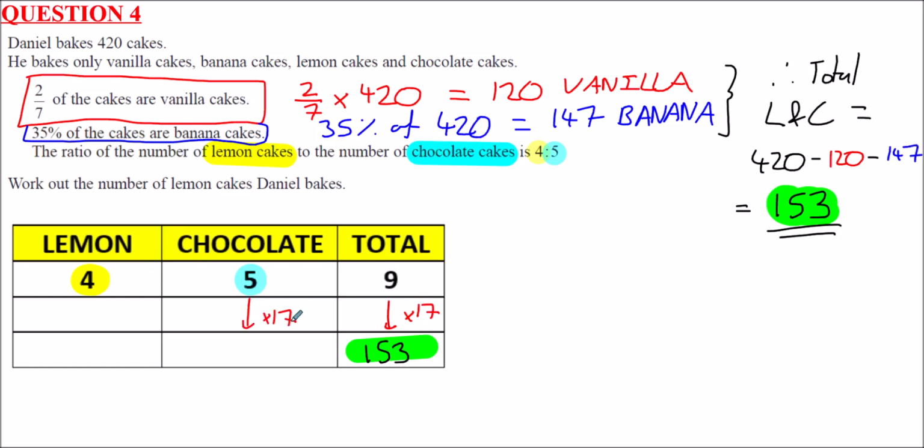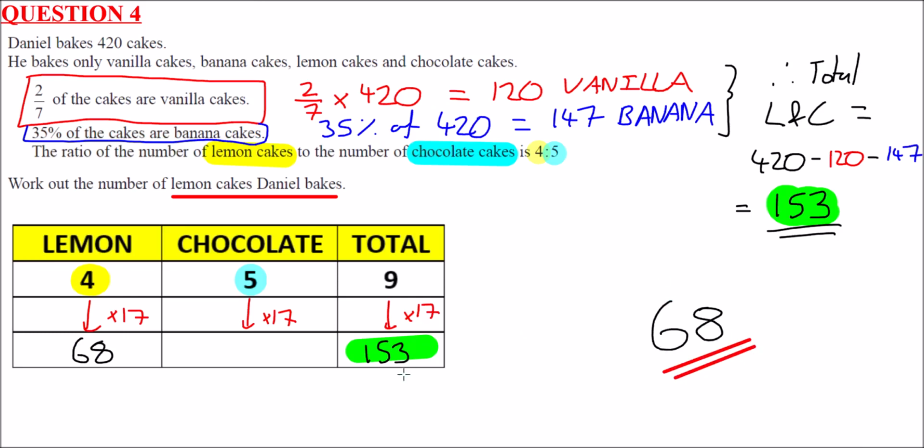So the total number of chocolate will be 5 times 17, but ultimately this question is concerned with the total number of lemon cakes only, so that's going to be our answer. So we're just focusing on the lemon, so we just focus on the 4 times by 17. If we do that on a calculator, we should see that the answer is 68. So therefore, there's a total of 68 lemon cakes that Dan has baked.